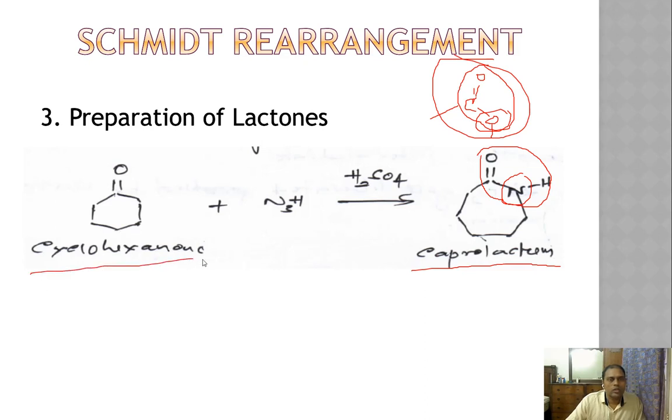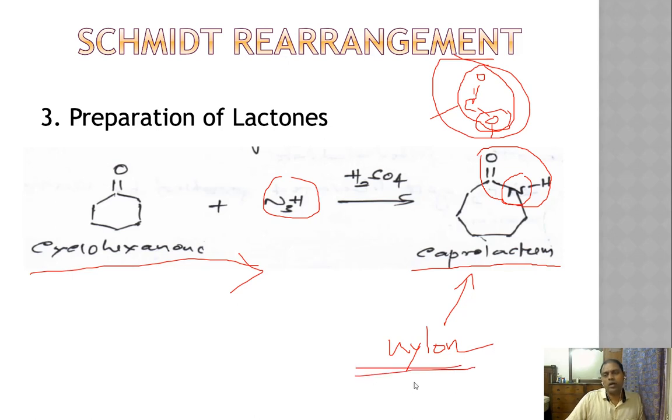So how are we going to get this caprolactam? You have to take cyclohexanone and react that with hydrazoic acid in the presence of sulfuric acid. So you're going to get caprolactam. This caprolactam is used in the polymer industry. It is used to make nylon. Nylon is a polymer, so it is used in that industry.